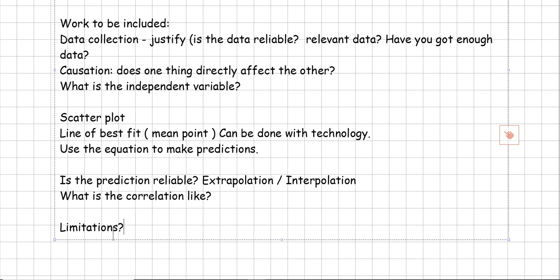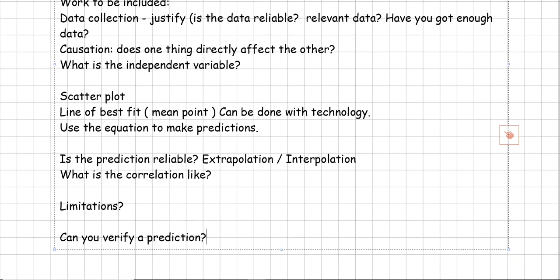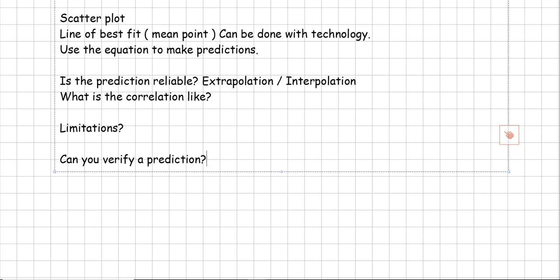So you've got limitations. Again, you've talked about extrapolation and interpolation. I'm looking for some kind of discussion. You state whether your conclusions, whether your predictions are reliable or not. You need to justify and verify and so on. Okay. Could you verify your prediction? Can you verify a prediction? No? Well, it wouldn't be 100%. You can verify how you got it, but you can't verify if you're correct.